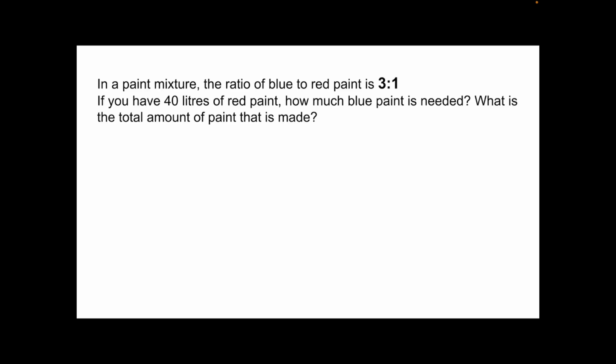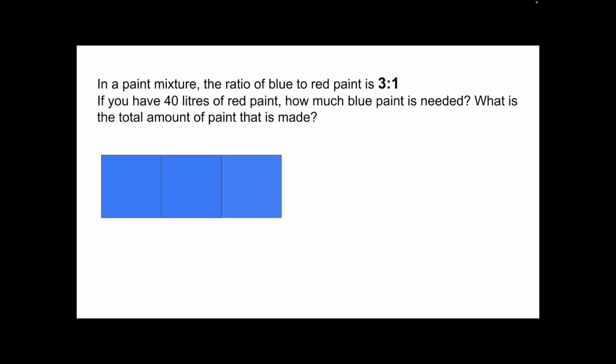This one's a little bit different, but it's not any more difficult. In a paint mixture, the ratio of blue to red paint is 3 to 1. So you're going to make sort of purple paint. You have 40 litres of red paint, and how much blue paint is needed, and what is the total amount of paint that is made? So we're going to draw the bars out again, but we're going to draw 3 blue and 1 red because that's what the ratio is.